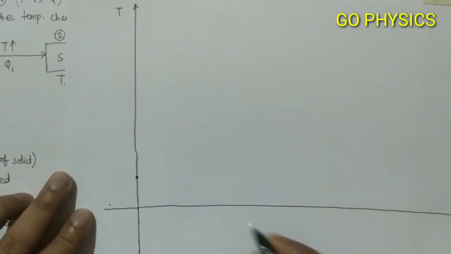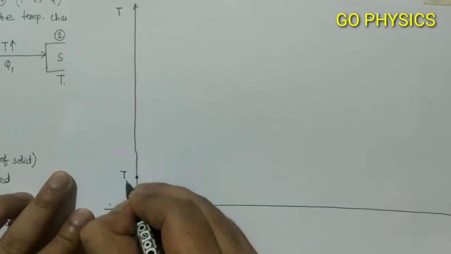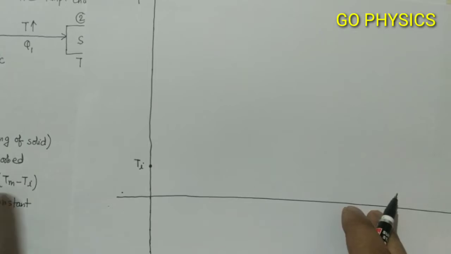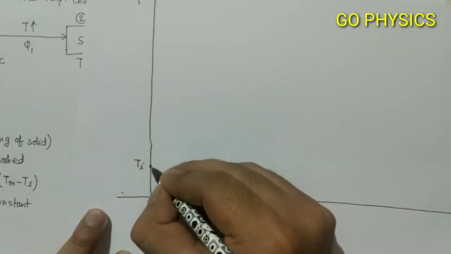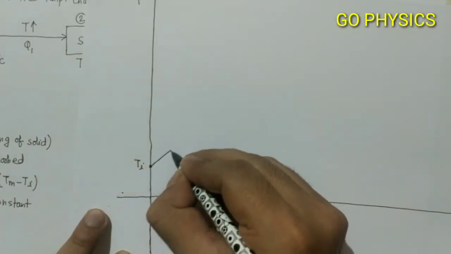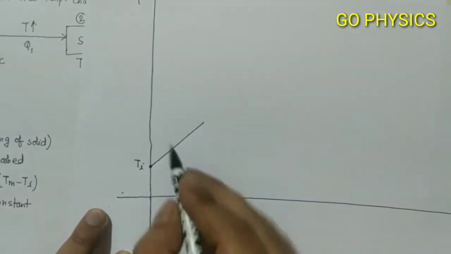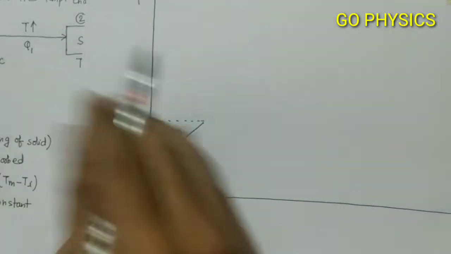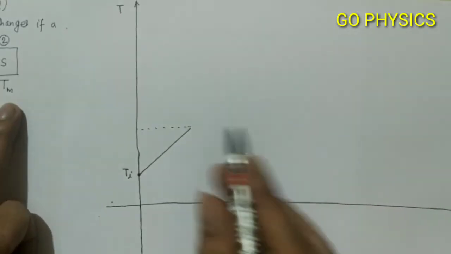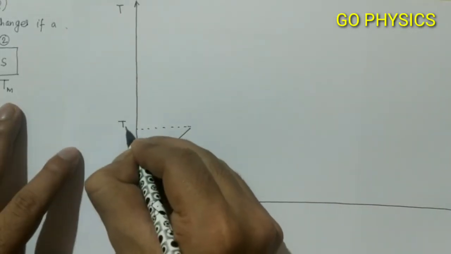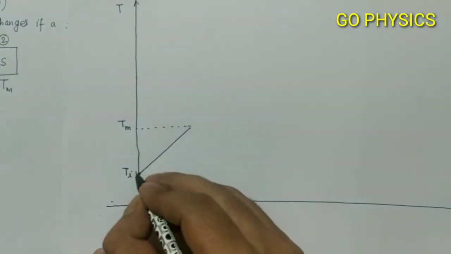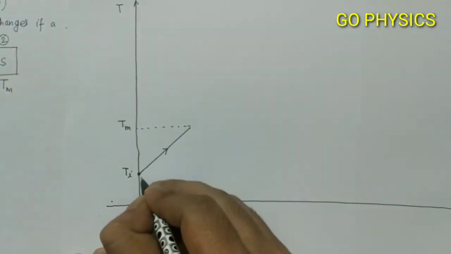So this is our Ti, that is initial temperature of the solid body. And during the process 1 to 2, temperature of the body rises continuously. So we will get a straight line. And this temperature is rising up to Tm temperature, that is melting point temperature of the solid body. This is our process 1 to 2.